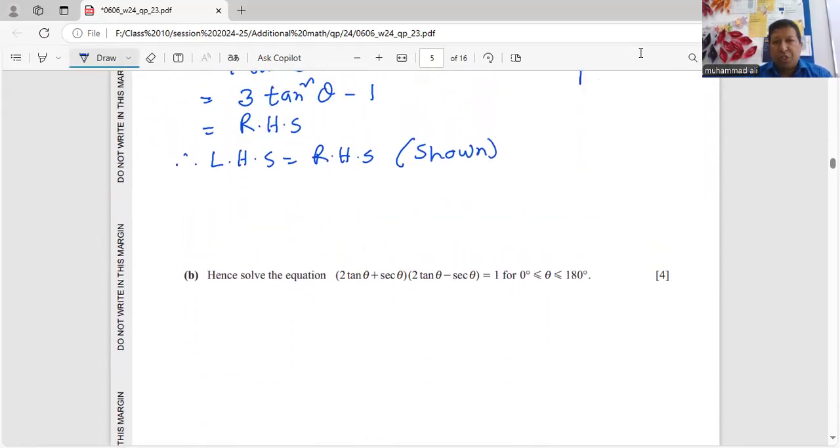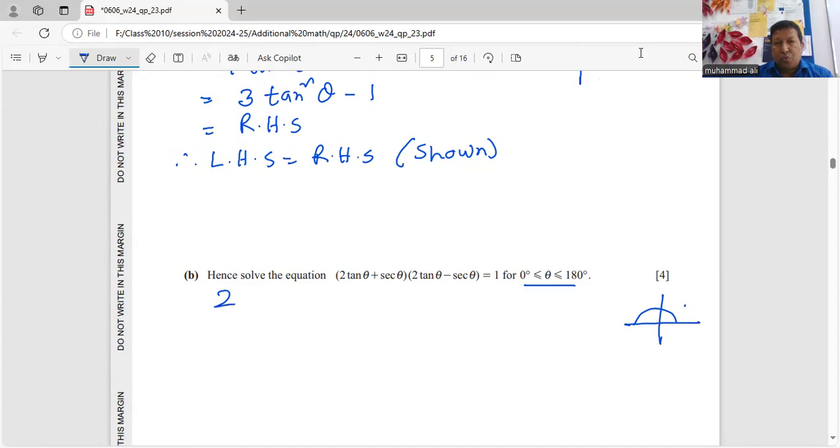Hence solve the equation (2 tan theta + sec theta)(2 tan theta - sec theta) equals 1, for theta greater than or equal to 0, less than or equal to 180 degrees. That means our interval is within two quadrants, the first and second quadrant. We will observe where tan theta gives a result between these two quadrants.